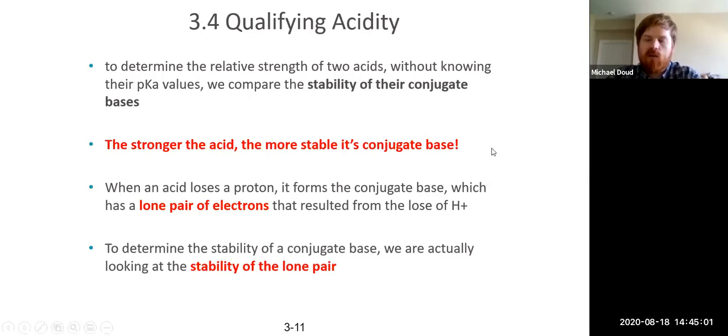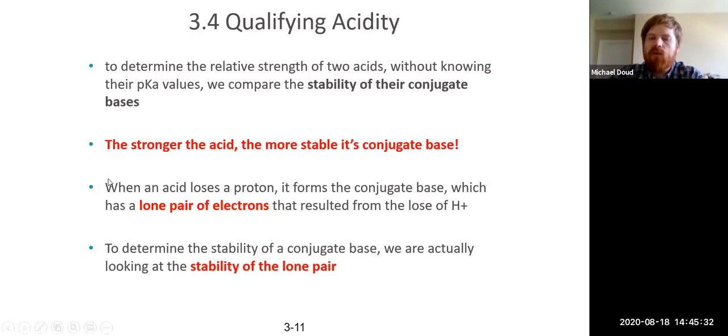Okay, so we did quantitative acid strength. Now we want to cover qualitative acid-base strength as well. There's one real rule, and then there are several ways that we're going to evaluate this rule. The rule basically is: the stronger the acid is, the more stable its conjugate base is. In other words, the stronger the acid, the weaker of a base that conjugate base is. So what we're going to do is focus on the conjugate base.